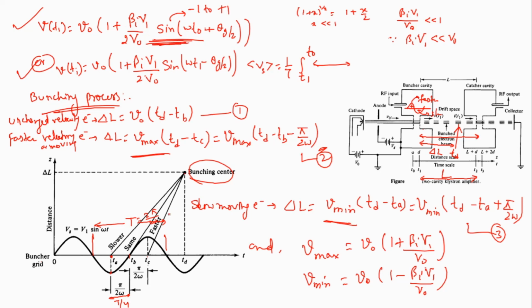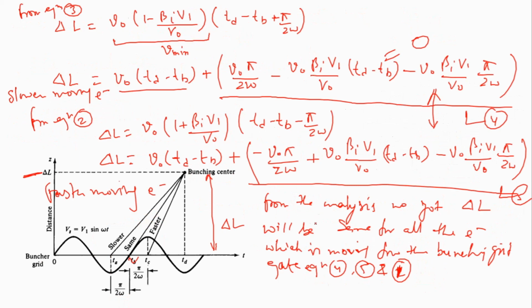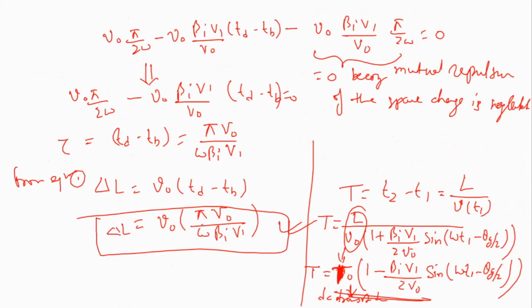Now after that we have seen the bunching process, how it takes place, and through this bunching process we found the delta L equation. That means the electron leaving the buncher cavity or the buncher grid, and the bunching occurs at some point. So the distance between these two was found, that is delta L. Using these equations we found the delta L value, and delta L was this equation: V0 into pi V0 divided by omega beta I V1.